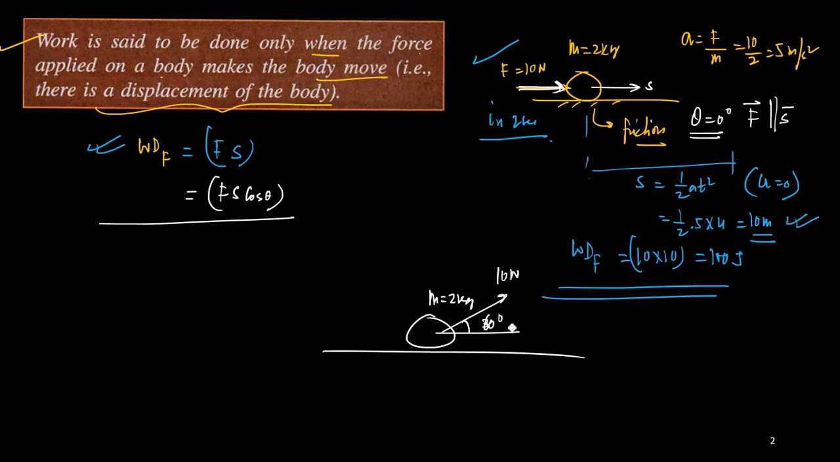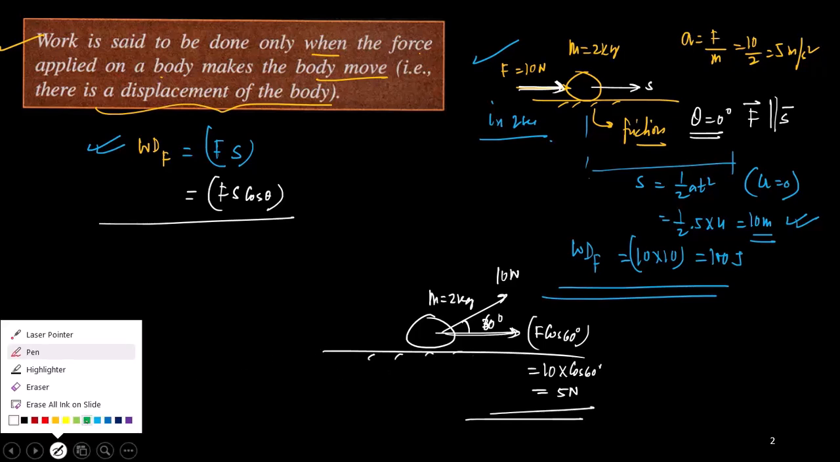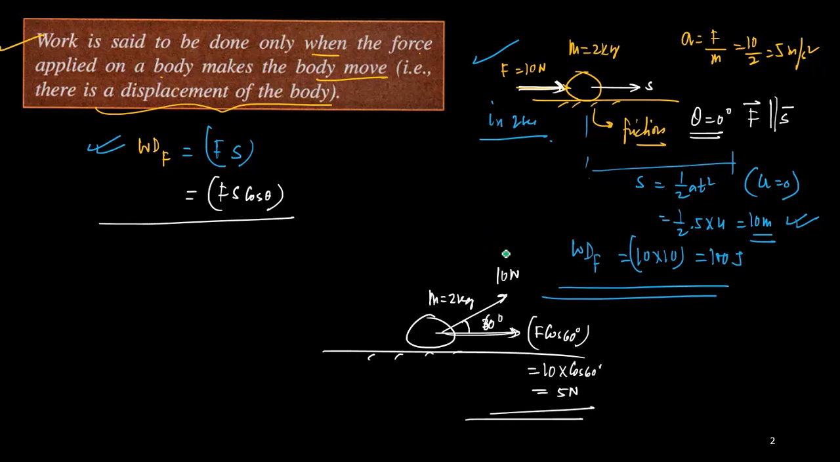I have to take the component of force that is acting along the horizontal direction. That should be equal to F cos 60. So F cos 60 is how much? That is 10 into cos 60, that is 5 Newton. Now the applied force along the direction of movement is equal to 5. Now corresponding to that, if I am asked to calculate the work done in 2 seconds.